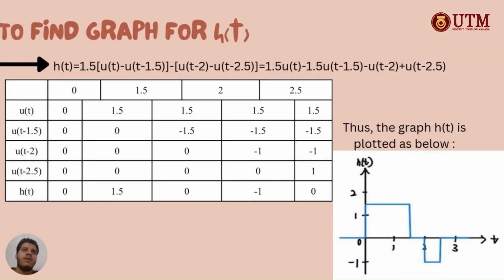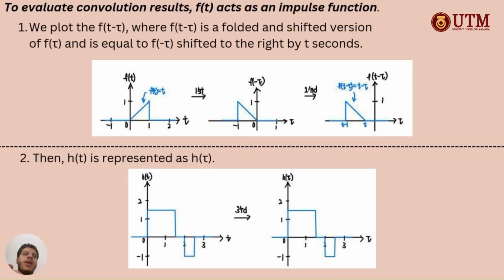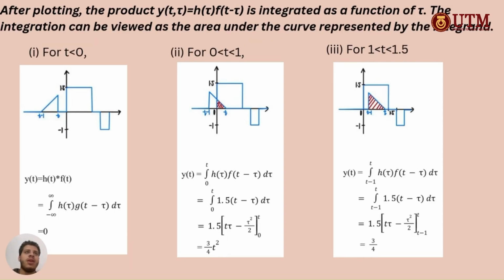And then we will have to find the graph for h(t). As shown here, we will use the tabular method to find the graph of h(t) and plot it. And now we have to evaluate the convolution results. Here f(t) acts as an impulse function. So we plot f(t − τ), where f(t − τ) is a folded and shifted version of f(τ), and f(τ) is equal to negative τ. Afterwards, we will have h(t) represented as h(τ). And then, after plotting, we will have the product of both functions integrated as a function of τ. The integration can be viewed as the area under the curve represented by the integral.